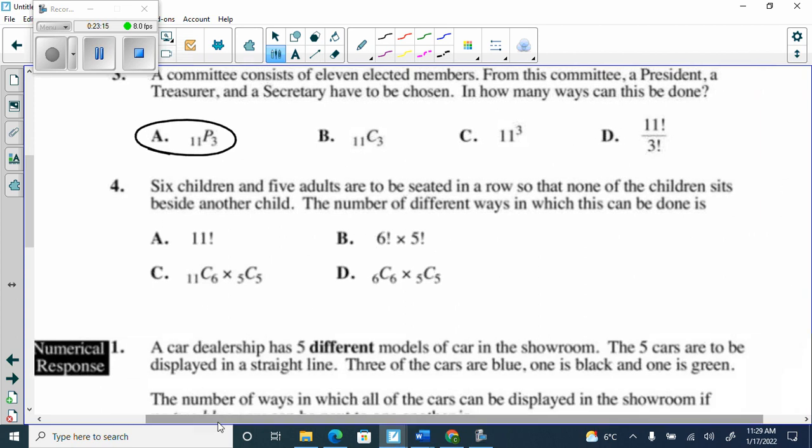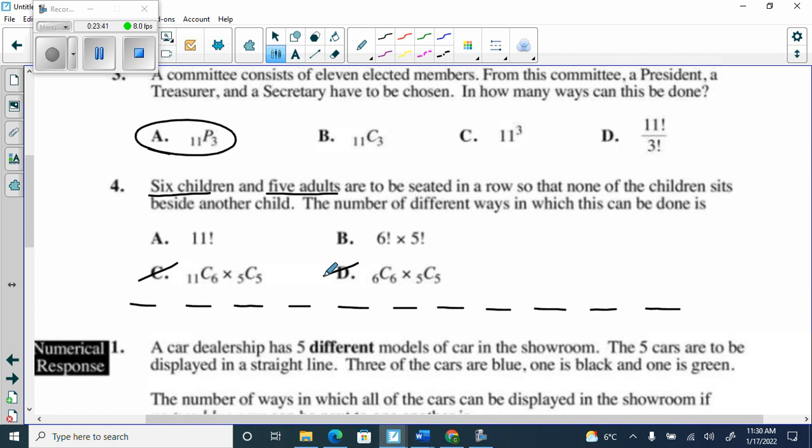6 children and 5 adults are to be seated in a row so that none of the children sit beside another one. So we're arranging them, correct? We're putting them in order. We're standing them, aligning them in a row. So C and D are out because those are C's, and that means the order doesn't matter.